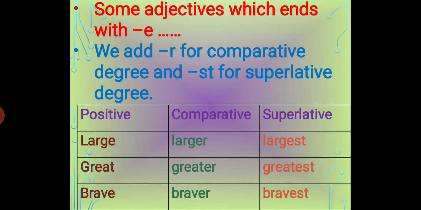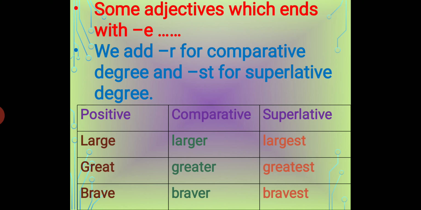Great. So here this T is the last letter. So what we will add? Yes, ER. Right? In large, the last letter is E, so we add R only. But here in great, the last letter is T, so we add ER. And EST, right? Great, greater, greatest.